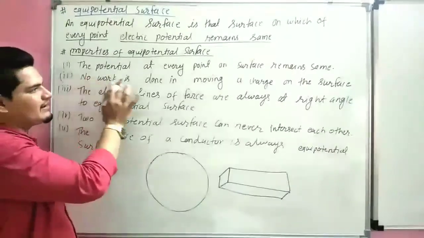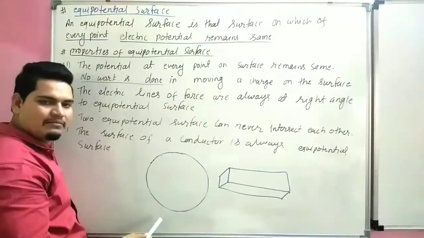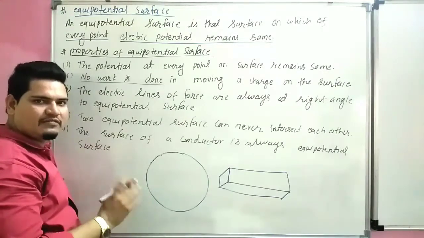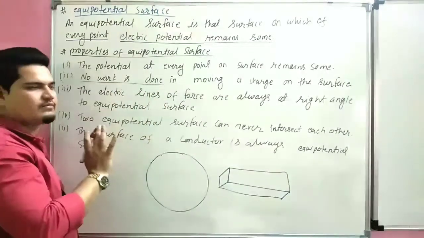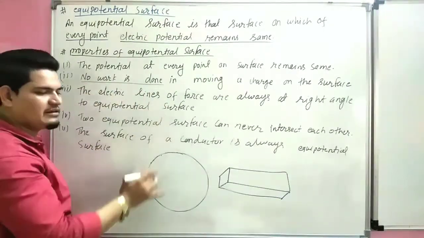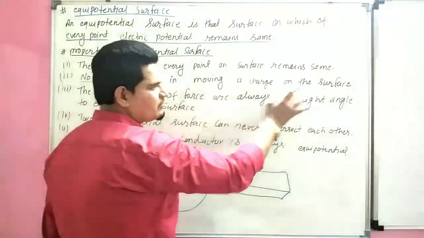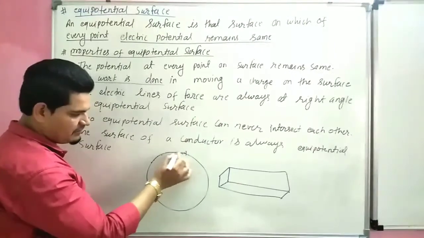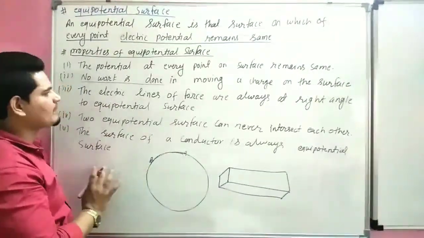Second, no work is done because potential is the same. Work done is zero because work done depends on change in potential. So no work is done in moving a charge on the surface. When we move a charge from this point A to this point B, no work is done because potential is the same.